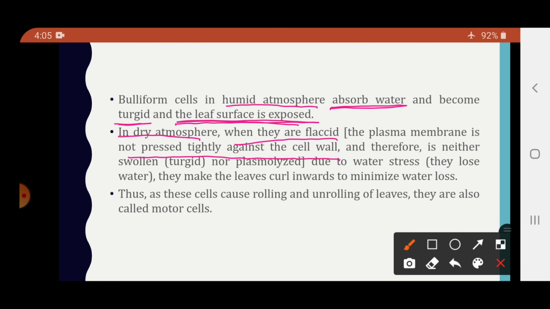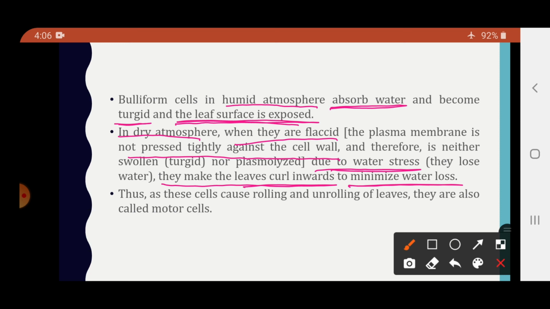ये कंडीशन में हम ऐसा बोलते हैं कि सेल नाइदर swollen है नॉर इट इज़ प्लाज्मोलाइज्ड, यानी इतना श्रंक भी नहीं है. सो ये टाइम पे ड्यू टू वाटर स्ट्रेस, सी लिसन, सिंपल टर्म में ये बोल रहा है कि जब ड्राई एटमॉस्फेयर होता है, what happens? These cells they lose the water, make the leaves curl inward and minimize the water loss due to transpiration.